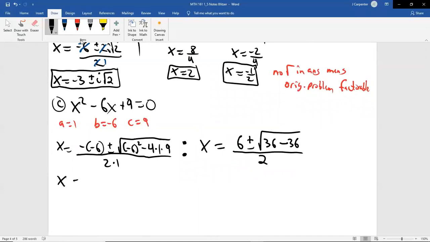20 minutes. So that's x equals 6 plus or minus the square root of 0. Oh, interesting. All over 2. Colon, saying we're moving right. That's x equals 6 plus or minus square root of 0 is 0, all over 2.